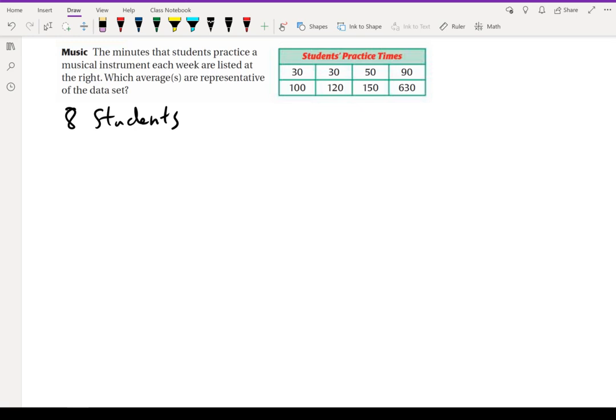First thing, which averages are representative of the data set? Now, representative is a new word in our lesson here. Representative.